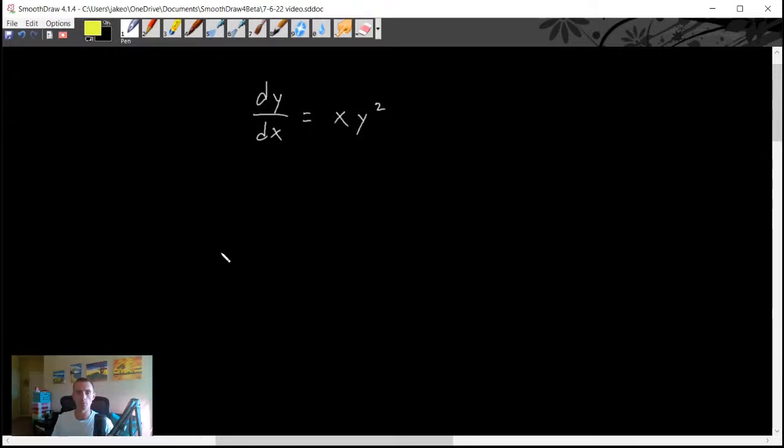So, separable differential equation. Obviously, like I said before, the problem doesn't necessarily tell you that it's a separable differential equation. You have to make that determination for yourself based on whether you can get it into one of the two forms that we discussed. In this case, we are given something that is in the form of dy dx equals some function of x times some function of y.